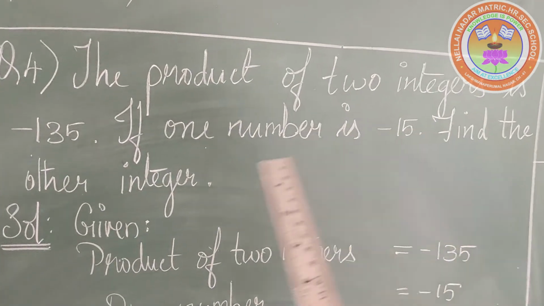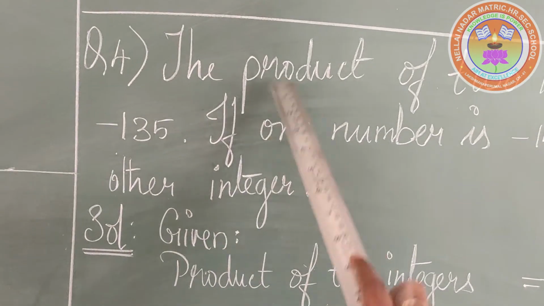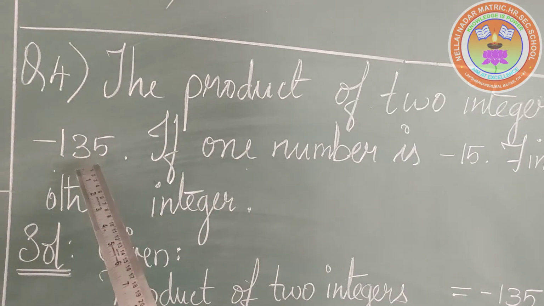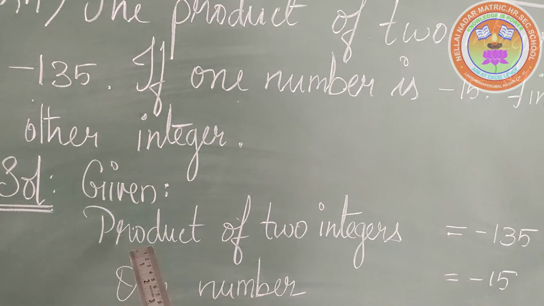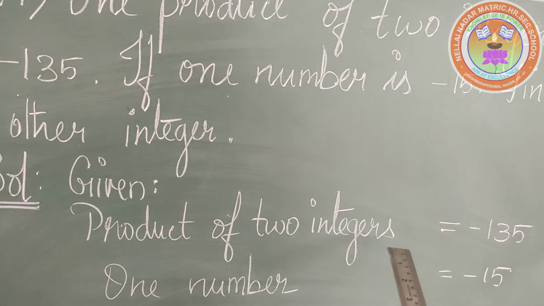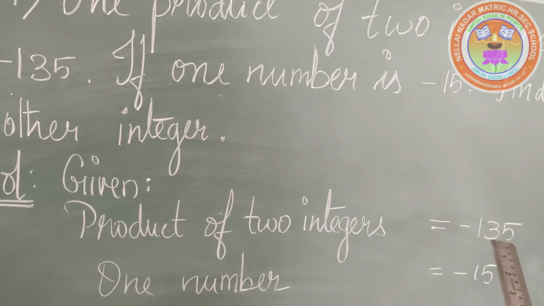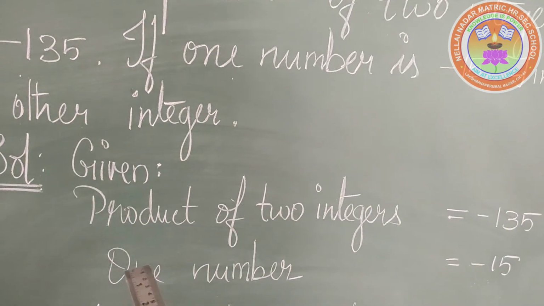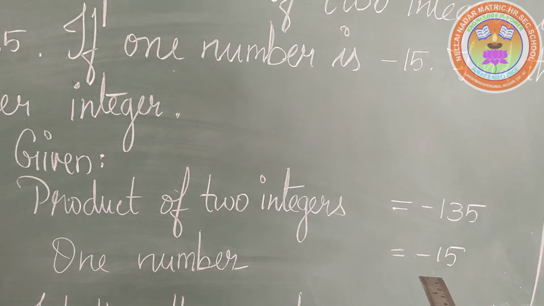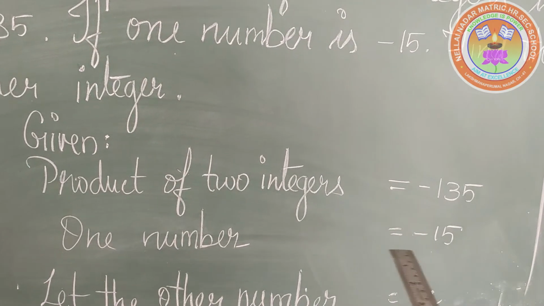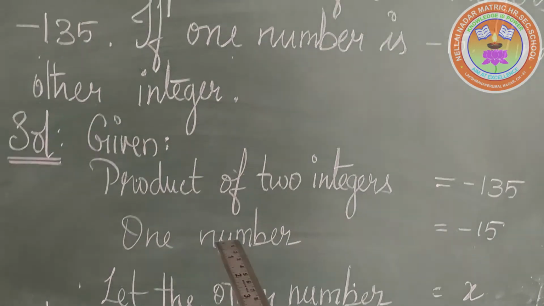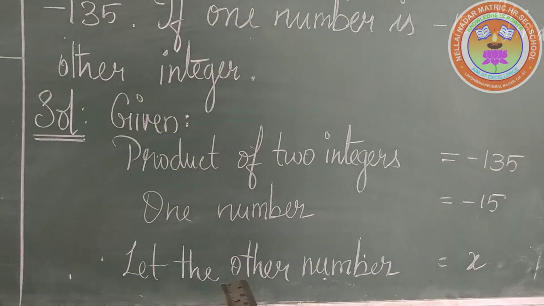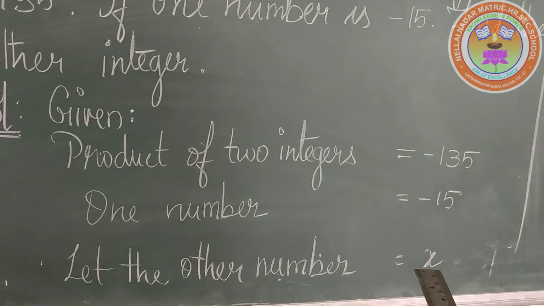Okay. So here solution. So what is given from the statement? We are going to write. First, product of two integers, how much? Minus 135. So you will write here, product of two integers is equal to minus 135. Next, one number is minus 15. So one number equal to minus 15. Now, after this, we have to find the other number. So the other number, what I am going to take it as? Let the other number be x.